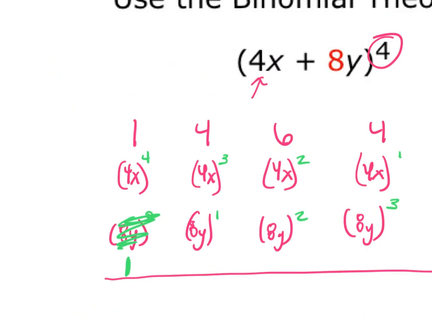So now remember, this 4 goes to both things. So 4 to the fourth power is 256, correct? So 256x to the fourth. This 3 goes to both. So 4 cubed is 64. 64. And then I have x cubed. This 2 goes to both. So it's 16x squared.